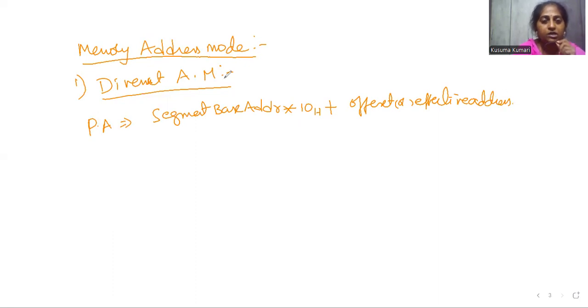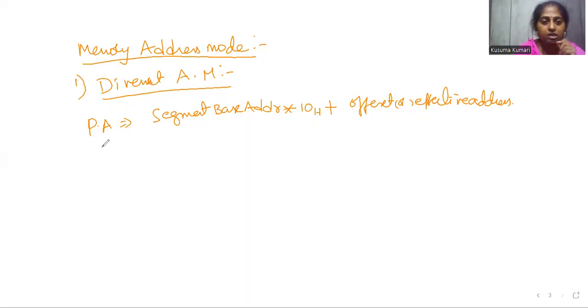But here in the instructions, we are mentioning only the offset or effective address, because by default the segment base addresses are available in the segment registers. Already we have discussed this in memory segmentation. So direct addressing mode is segment base address into 10 hexa plus offset address or effective address. So in the instructions, we need to specify only the effective address, not the segment base address.